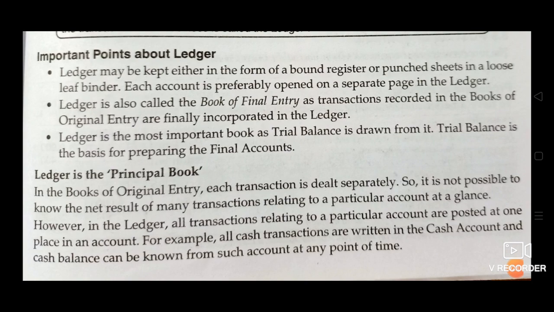A ledger may be kept in the form of bound register or cards or punched sheets in a loose leaf binder. Each account in ledger is opened preferably on a separate page or separate card. Okay. This is a book of final entry. So they finally enter the posting of every entry passed in journal in ledger. This book is very important for preparing trial balance before preparing the final accounts of the business.